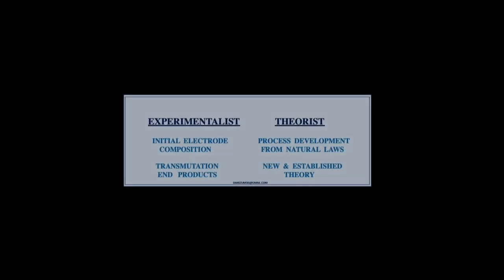The theorist's view of nuclear transmutations differs from the experimentalist's. While the experimentalist focuses on measuring initial electrode composition and the transmutation end products, the theorist is more interested in the story of how the process develops from natural laws.